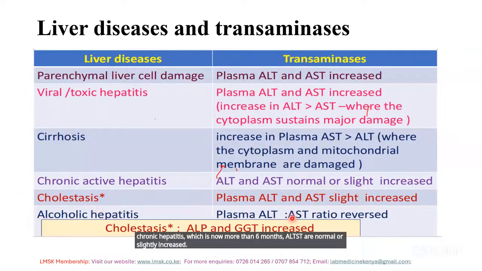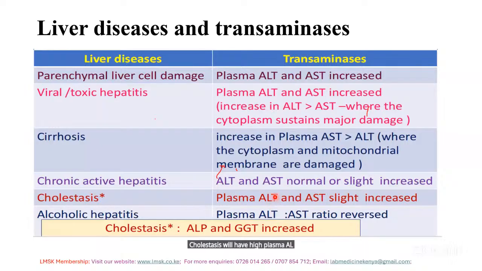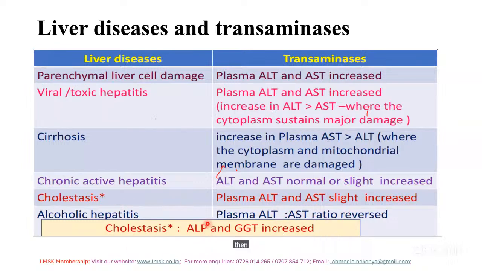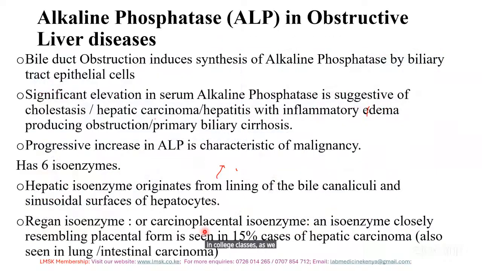Cholestasis, we have high plasma or serum ALT as compared to AST. Alcoholic hepatitis, we have high AST as compared to ALT. The ratio is reversed. Then in cholestasis, we have ALP and GGT increased, as we're going to explain in the next slides.